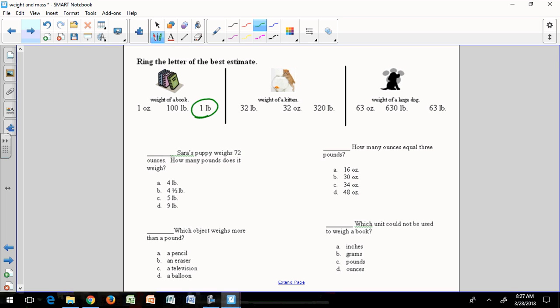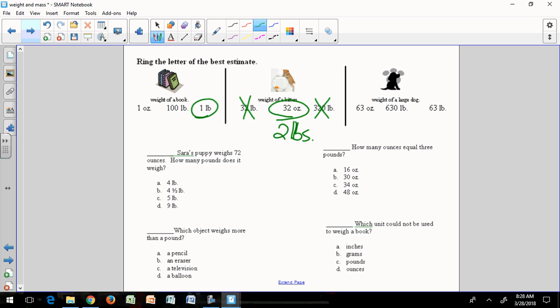The weight of a kitten, unless it's some kind of a teenage tiger or lion, it's not going to be 320 pounds. Even 32 pounds, that would be a fat cat. That cat needs to go on a diet, so I don't think it's that. I would probably say 32 ounces, or let's do the math quick. What is that in pounds? 32 ounces, we're going to pounds. Division, divided by 16. 2 pounds for a cat? I could see that. That's pretty reasonable.